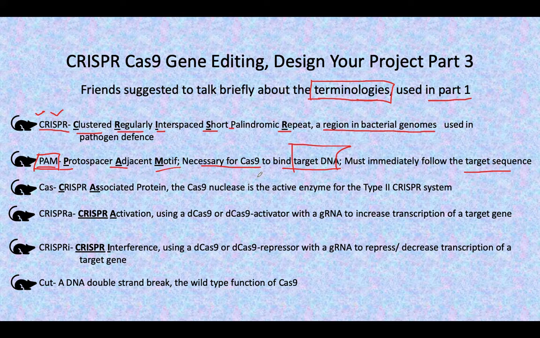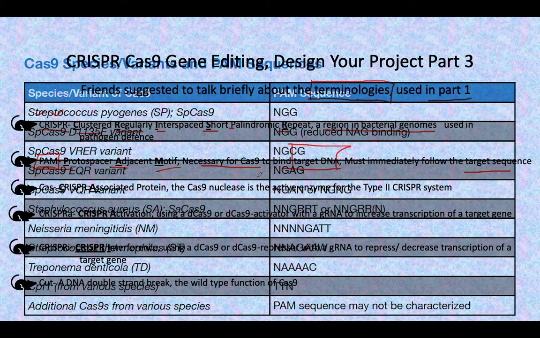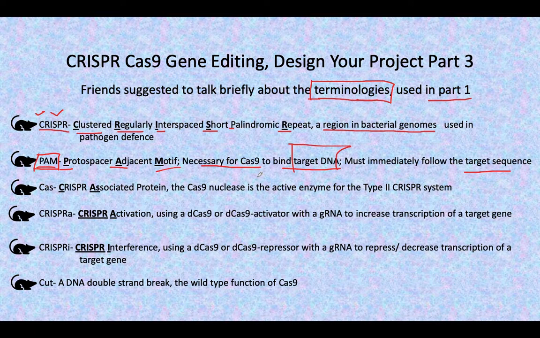What is PAM? Generally, if we talk, this is NGG, 3 nucleotides. N can be anything like A, T, G, C, and the two guanines are very important. Now, this PAM has been modified into many formats. I don't want to go into that explanation.